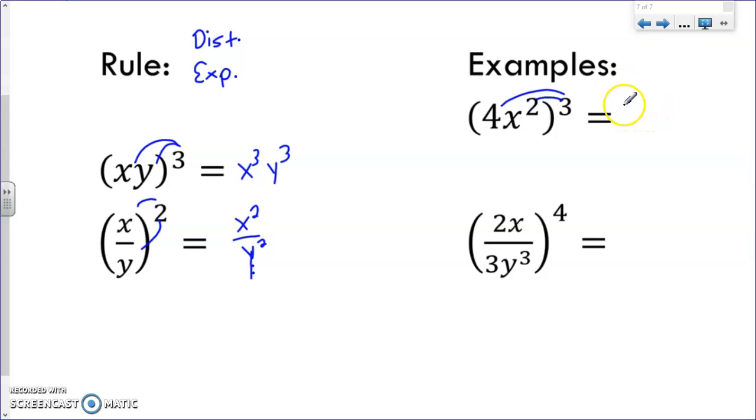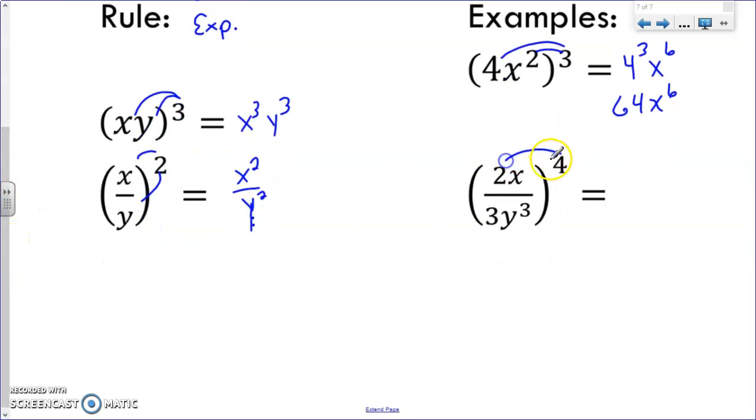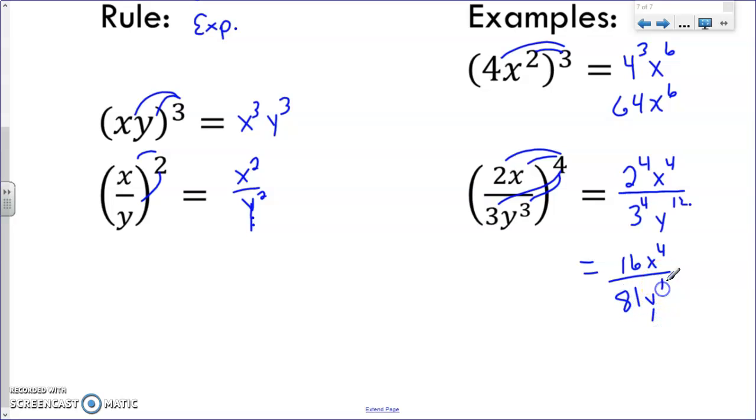Okay? So if we go over here and look at these examples, this still goes to the 4 and the x. So that would be 4 to the 3rd, x to the 6th. And 4 to the 3rd is 64, and then x to the 6th. Our last one here, we're going to distribute here to here, and also in our bottom part, our denominator. So 2 to the 4th, x to the 4th, 3 to the 4th, and then 3 times 4 is 12. And then we will simplify that to 16 x to the 4th over 81 y to the 12th.